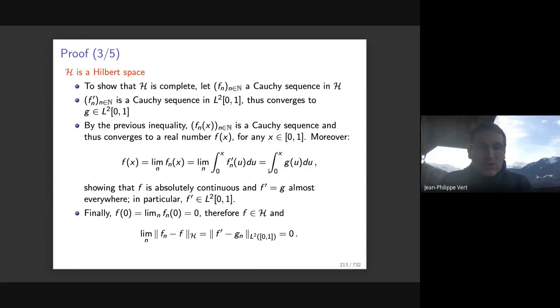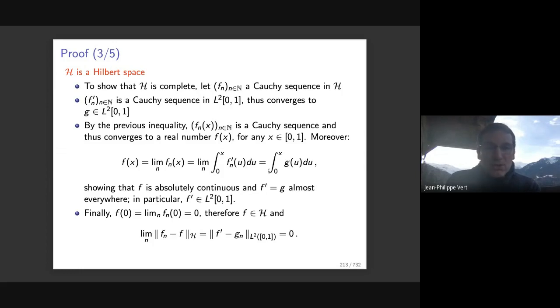All right, so in particular, this shows that f is absolutely continuous. Go back to the slide of absolute continuity to remind you that absolutely continuous is equivalent to the fact that there exists a function g such that the previous line holds. So f is absolutely continuous, and in addition, f prime of u is equal to g, where g is a function in L2.